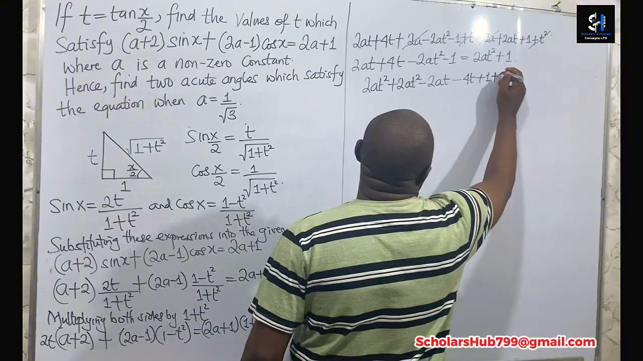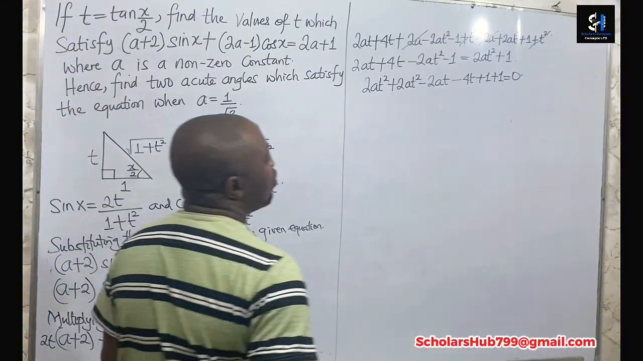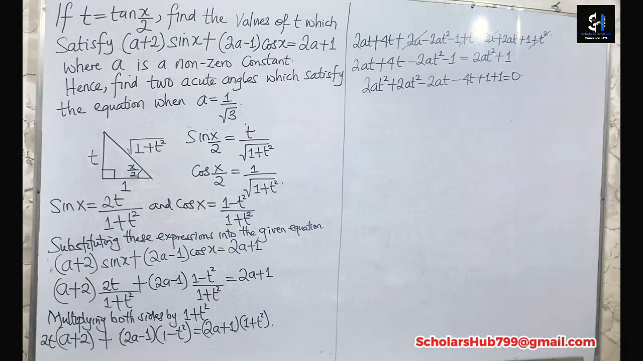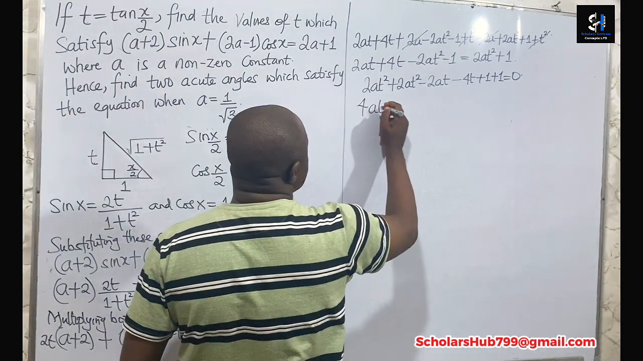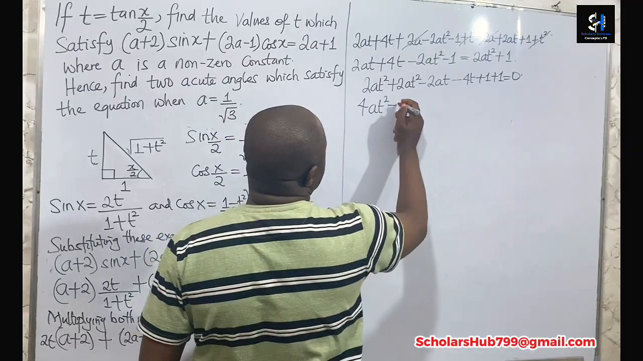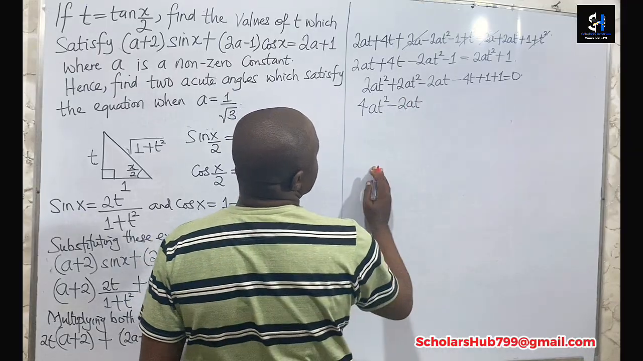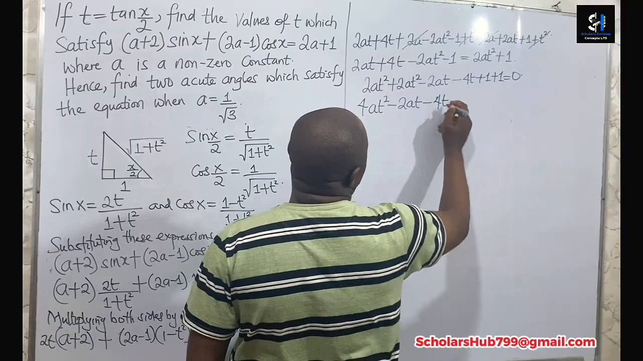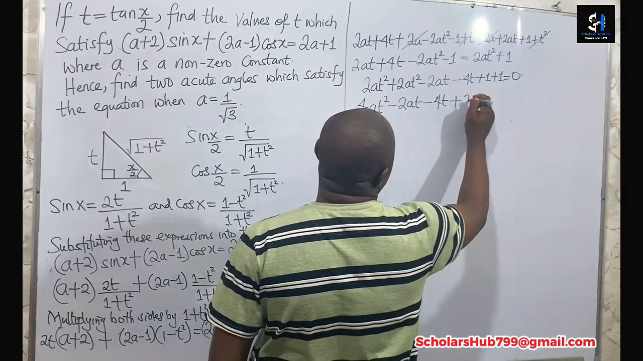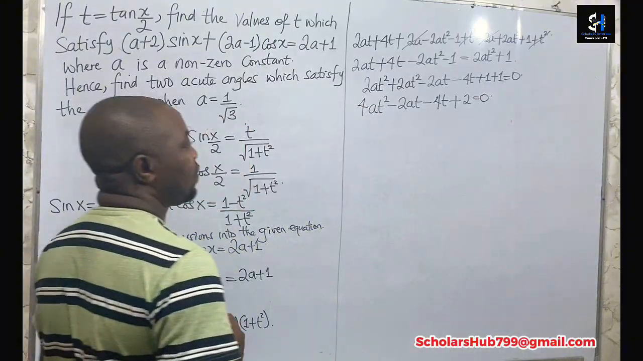And also we have plus 1 here. So this will be plus 1 equals 0. All right, so this becomes 4at squared, then minus 2at minus 4t plus 2 equals 0.